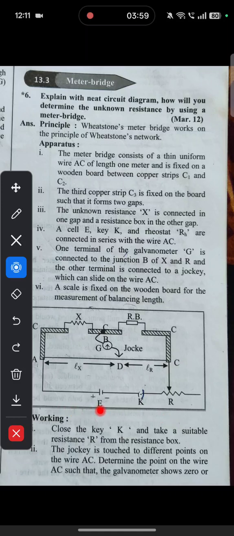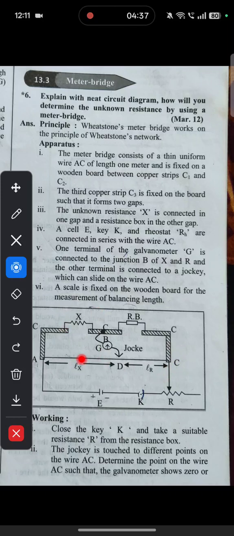The positive terminal of the battery is connected to terminal A. The negative terminal of the battery is connected to one terminal of the key, and the second terminal of the key is connected to the fixed terminal of the rheostat. See, a rheostat has 3 terminals. It's a 3 terminal device. Two are fixed terminals and one is the variable terminal. So the fixed terminal is connected with the key, and the variable terminal is connected to terminal C.